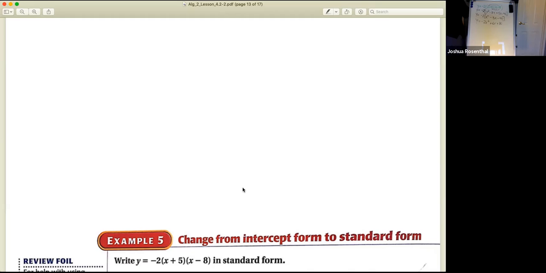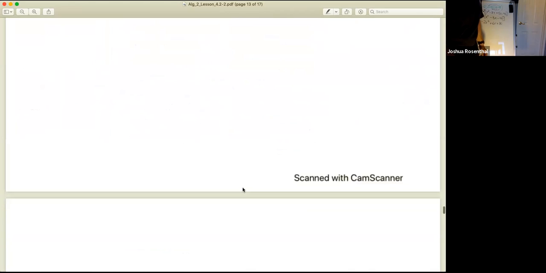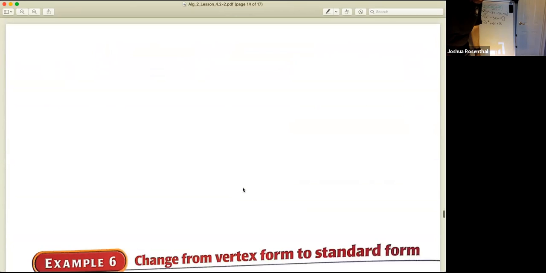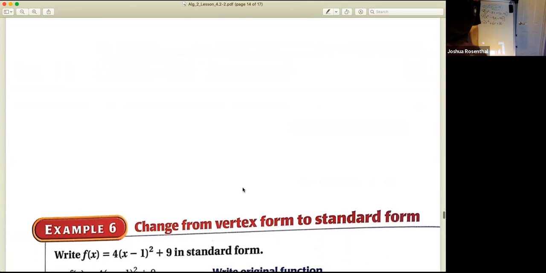Any questions about that? Or no questions? Okay, let's go to vertex form and see what that looks like. Okay, try that one. Write it in standard form.